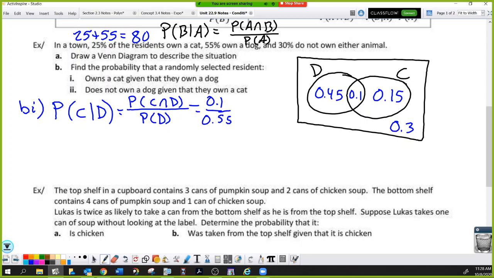I'm not even going to pretend to know what that number is, so we'll grab a calculator. 0.1 divided by 0.55 is 0.18 repeating. So to 3 sig figs, this would be about 0.182. It's 0.181818... Okay. Cool.